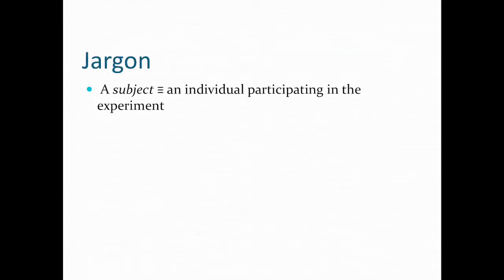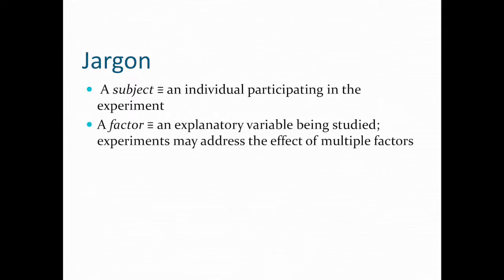So there's some jargon we should go over. A subject in our lingo is an individual participating in the experiment. A factor is an explanatory variable being studied. Experiments may address the effects of multiple factors. And a treatment is a specific set of factors. Just some definitions for you to know as you're reading on throughout the course.